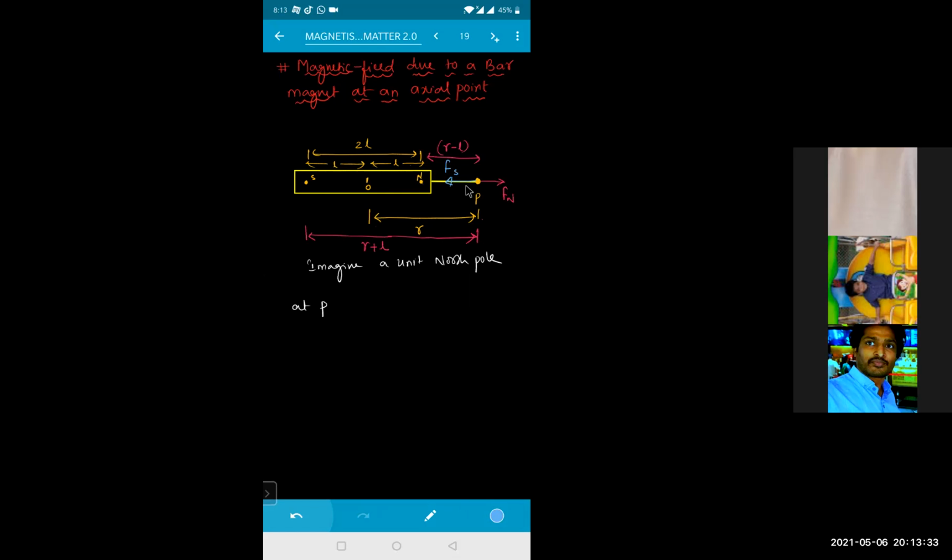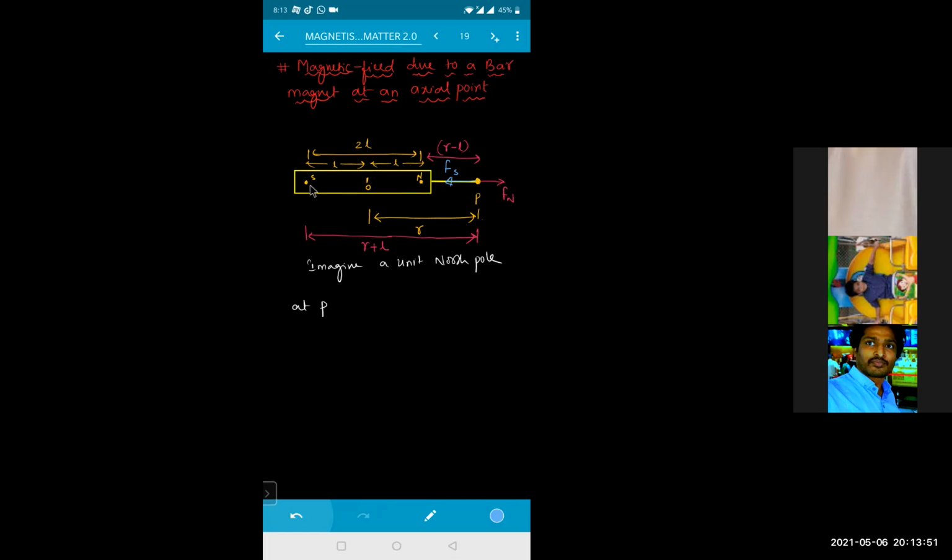So at point P, there are two forces acting. One is the force due to the north pole and another is the force due to the south pole. Is it clear, sir? So once again, see beta, we are assuming a bar magnet. This is a north pole and this is your south pole.